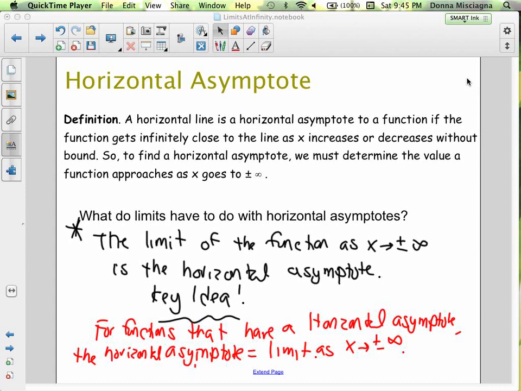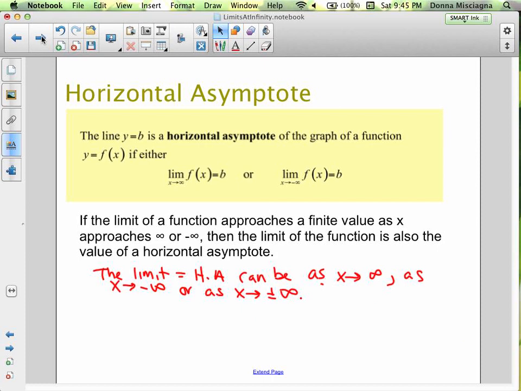If we get a finite number as the limit, then our function has a horizontal asymptote. So the line y equals b is a horizontal asymptote of the graph of a function y equals f of x if either the limit of f of x as x approaches infinity equals b, or the limit of f of x as x approaches negative infinity equals b. If the limit of a function approaches a finite value as x approaches positive or negative infinity, then the limit of the function is also the value of a horizontal asymptote.